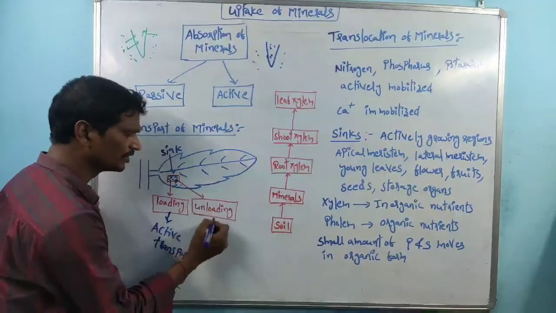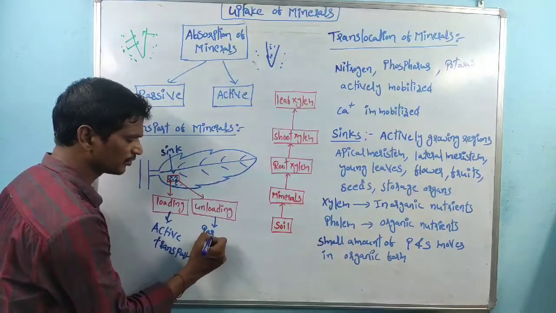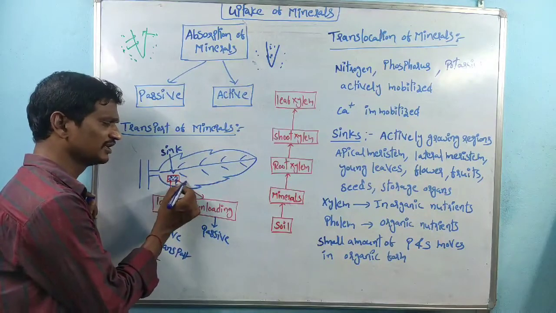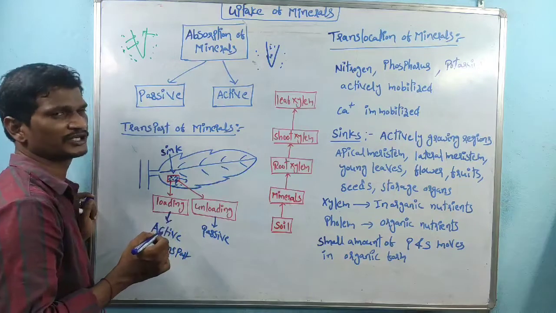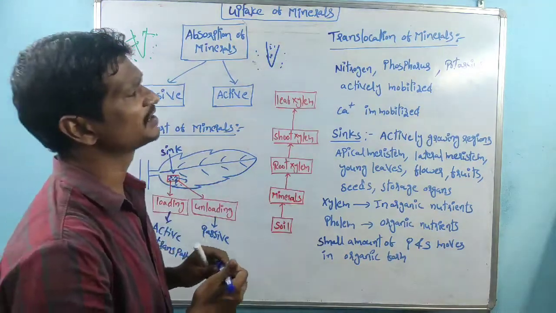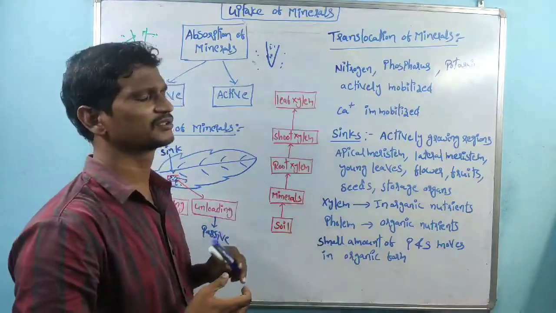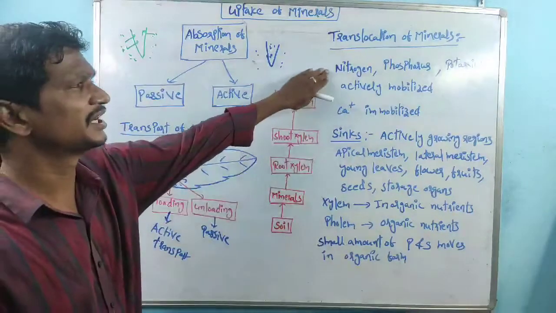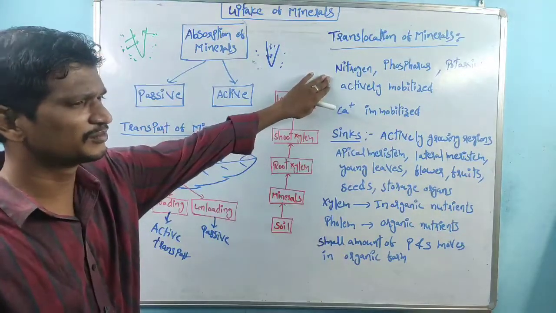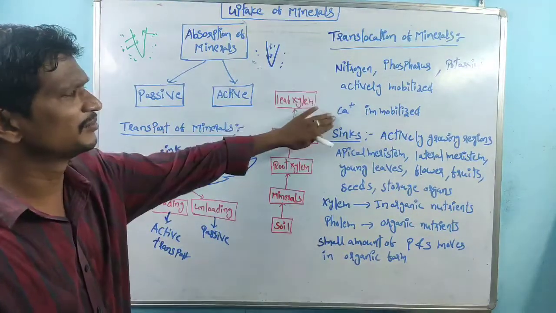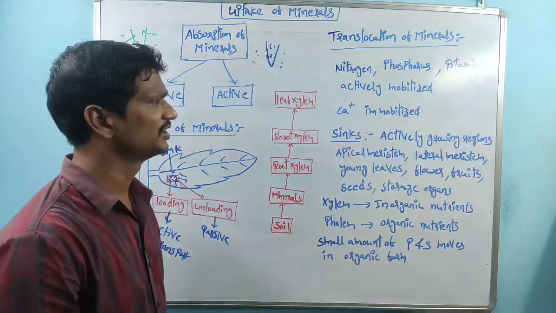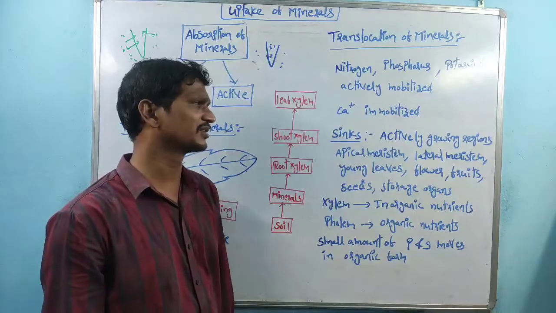And next, the unloading process is a passive process, because here there is high concentration and there low concentration, so minerals are passively transported. Right? So that is about the transportation and translocation of minerals. Nitrogen, phosphorus, potassium are actively mobilized minerals. Calcium is immobilized. In the last chapter also we discussed that calcium is an immobilized element, right?